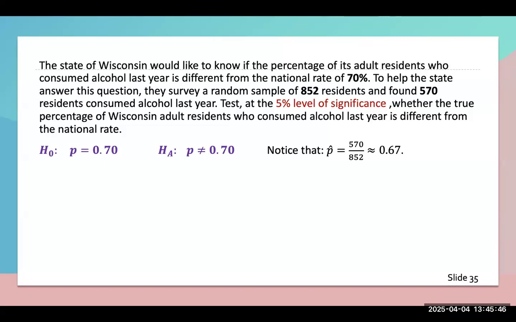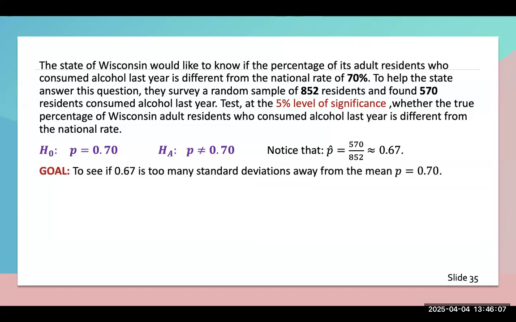We're also told another piece of information. We're told that 570 of 852 residents consumed alcohol last year. So that is a sample, which is going to give us a statistic. So p hat is our statistic, just 570 over 852, and we get 0.67. Now our goal is to see if that 0.67 is too many standard deviations away from the mean, p equal to 0.7.